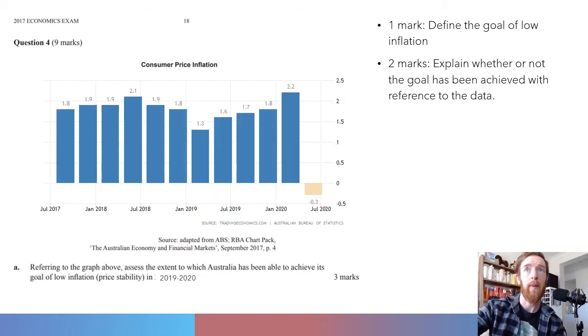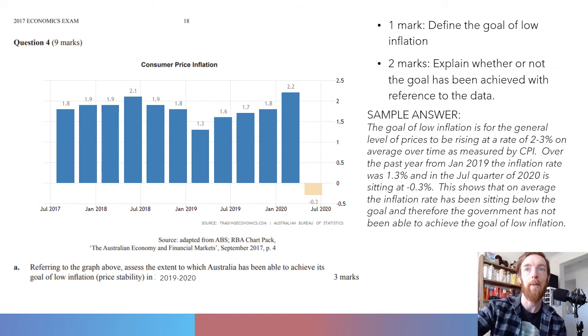So for this question, what we're going to do is define the goal of low inflation, and explain whether or not the goal has been achieved with reference to the data. Referring to the data is so important. Any question that has data there, you need to refer to as much of it as you can to make yourself seem smarter than you really are. Because the examiners love it. It shows that you're actually looking at it and applying it. So you really should do that.